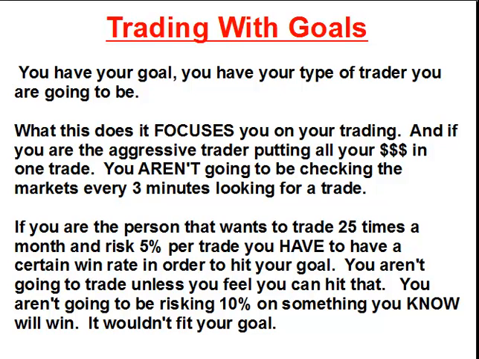Now, if you're a person that wants to trade 25 times a month and risk 5% of your account per trade, you have to win a certain win rate in order to hit your goal. So if that win rate doesn't happen, you're not going to hit the goal. You aren't going to trade unless you feel that you can hit that particular win rate. And you aren't going to be risking 10% on something because your rule is 5% per trade. So on a trade that you think you're going to win, you're not going to risk more on that particular thing because your rule is 5% per trade. It just wouldn't fit in your end goal.